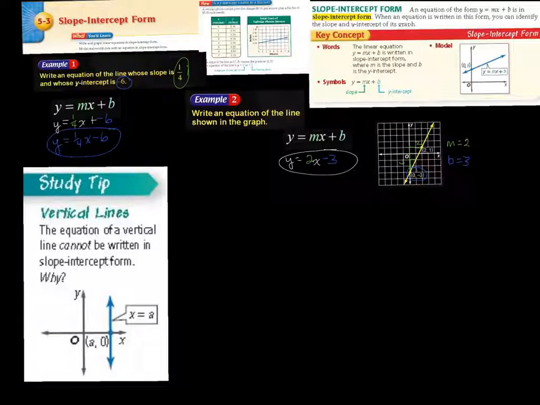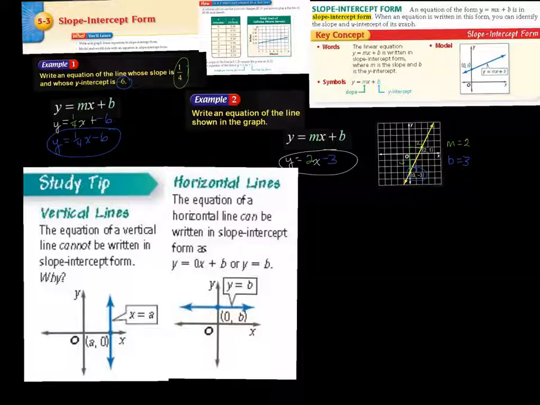The equation of a vertical line cannot be written in slope-intercept form. I want you to think about why and put that answer in your notes. The equation of a horizontal line can be written in slope-intercept form as y equals 0x plus b, but because 0 times anything is 0, it would just be y equals b.